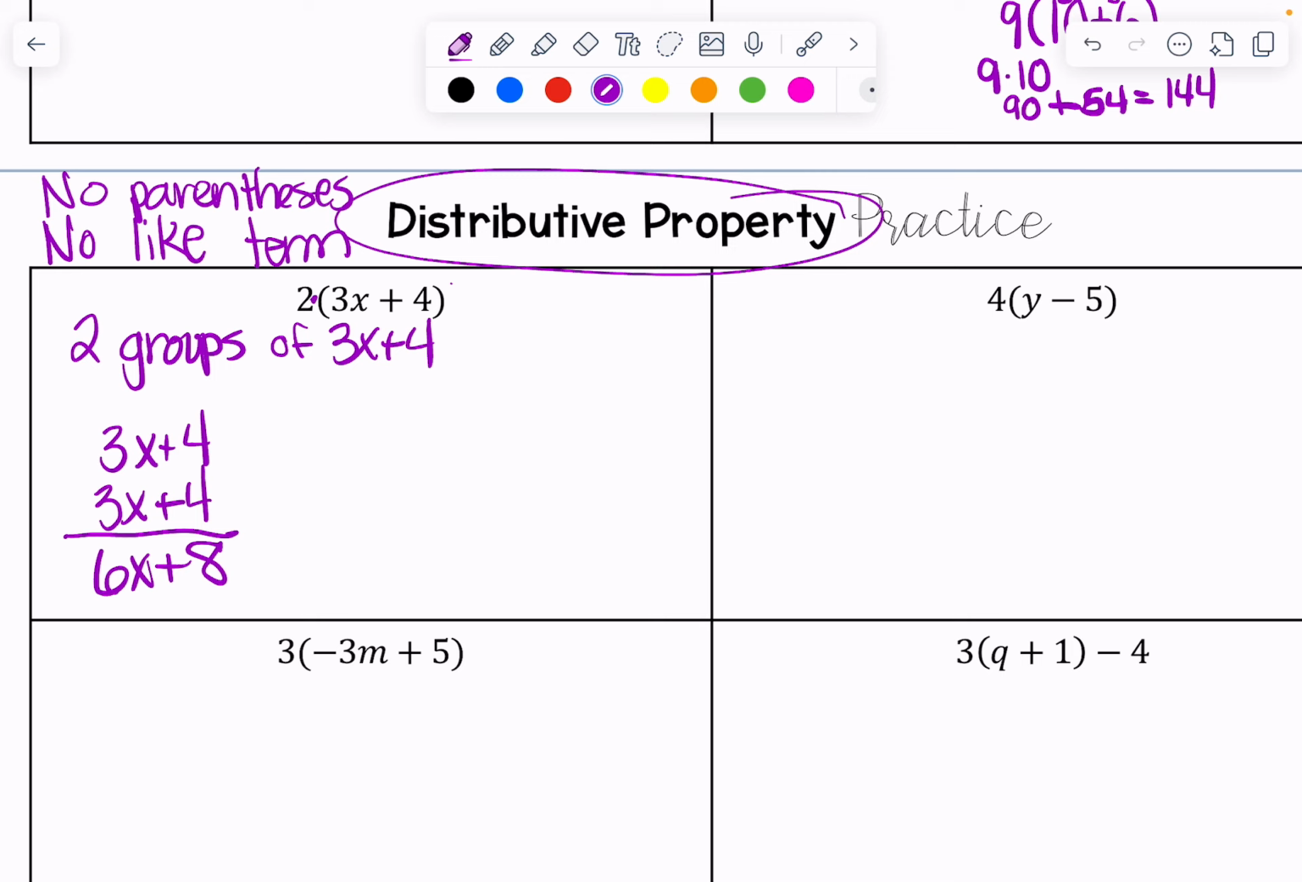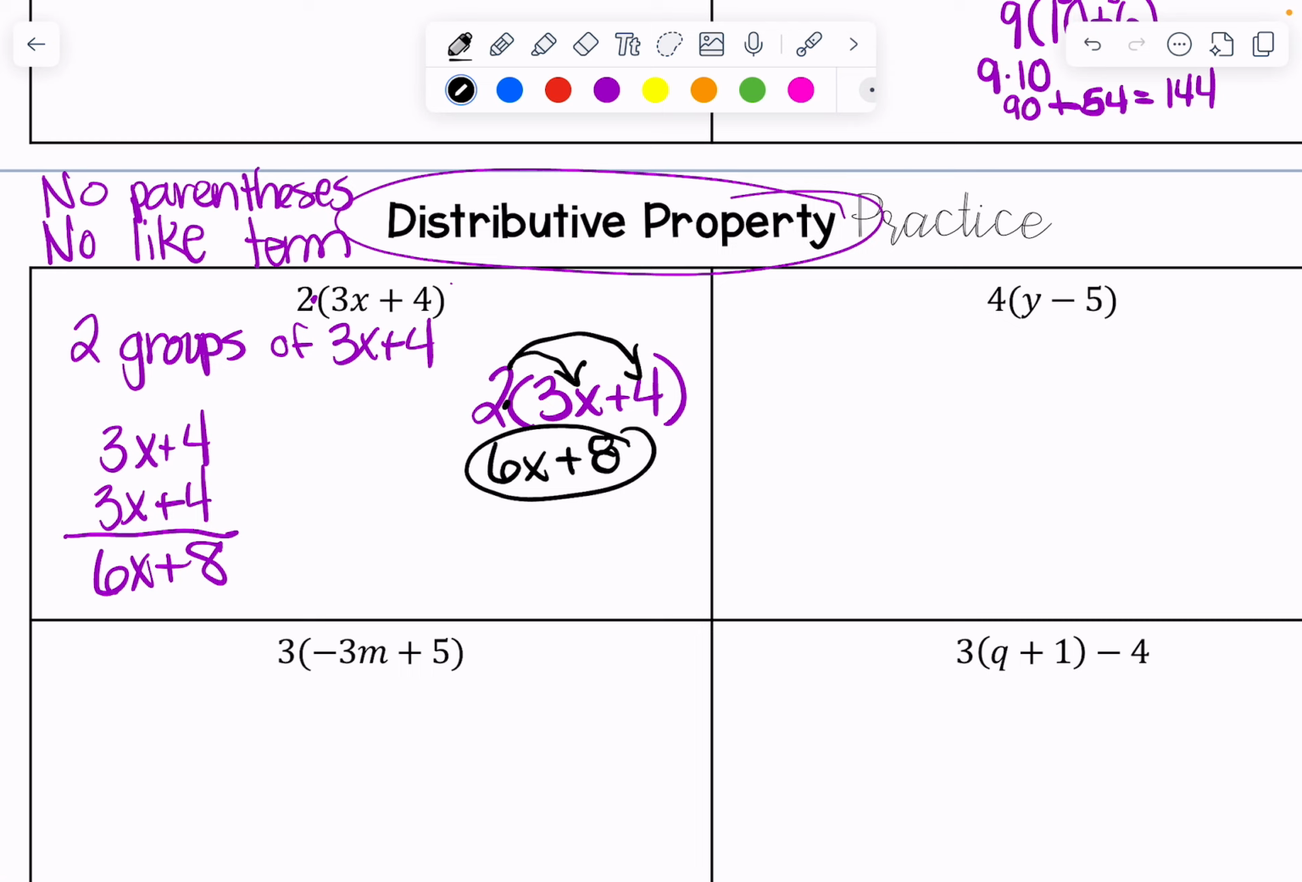The shortcut way to do it is we're distributing, or think of it as passing out, the 2 to both of the terms inside the parentheses. And when I'm doing that, I'm using the operation of multiplication. So I'm distributing the 2 to the 3x, or giving out that 2 to the 3x. So 2 times 3x gives me 6x. 2 times the positive 4 gives me positive 8. And so I end up with that same simplified algebraic expression.